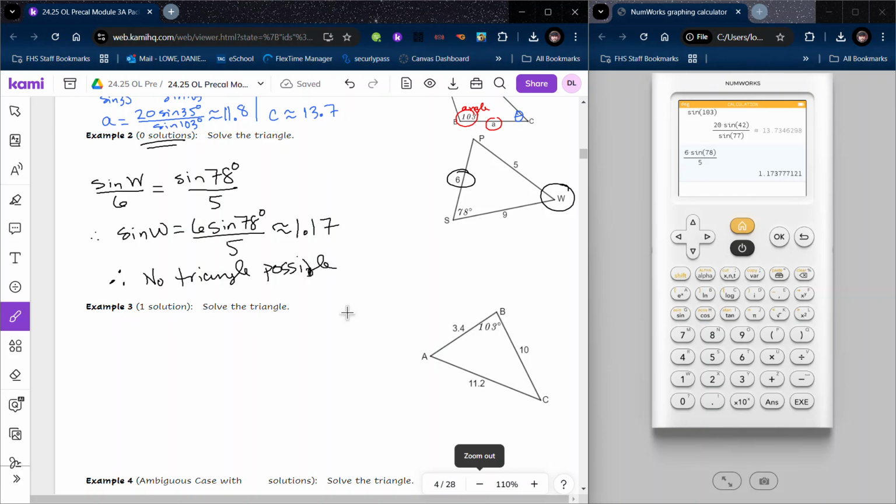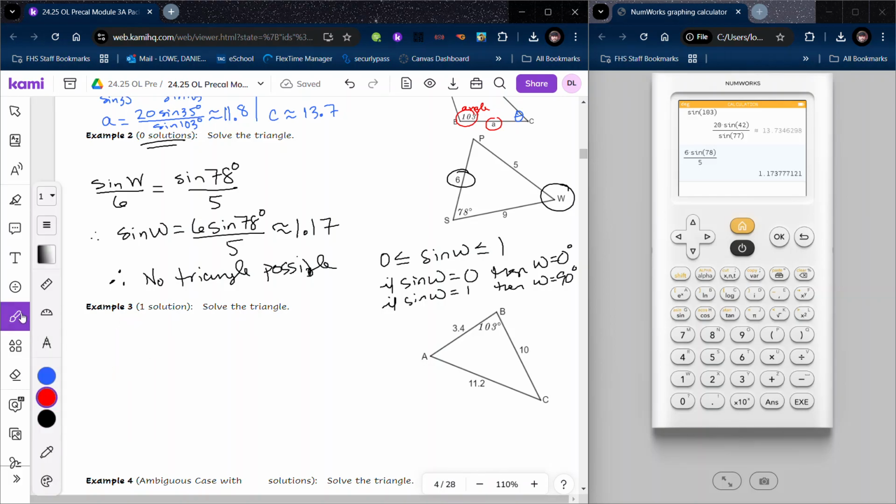And the reason I have no triangle possible is that my sine ratio must be between 0 and 1. The sine ratio must be between 0 and 1, right? If my sine ratio is 0, then my angle is 0. If my sine ratio is 1, then my angle is 90 degrees, right? Otherwise, I'm going to be anywhere between 0 and 1. So this 1.17 can't work, right?